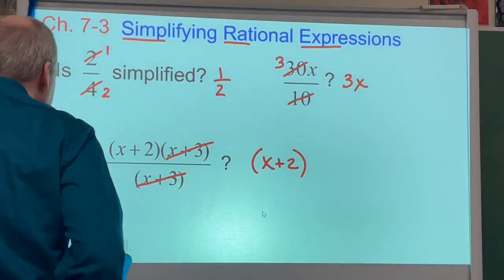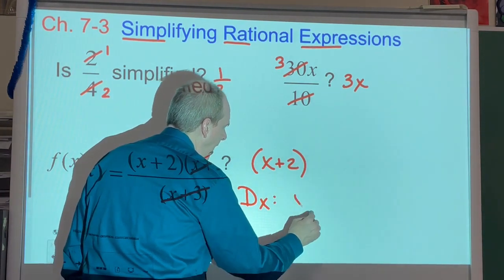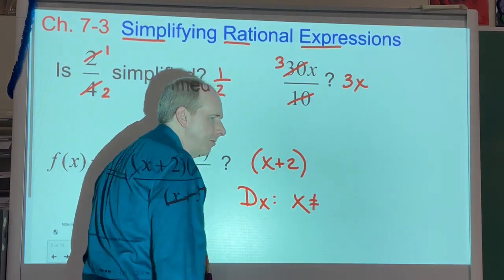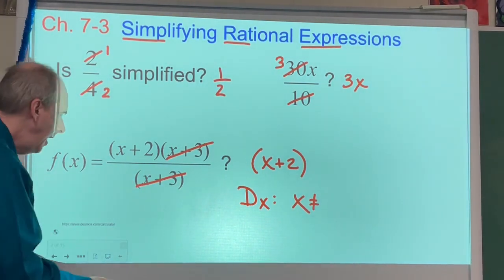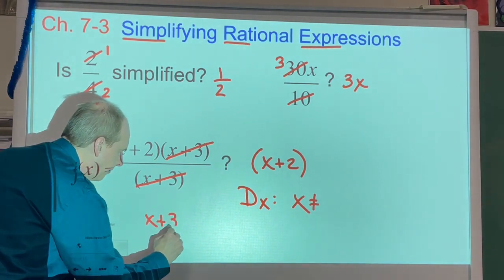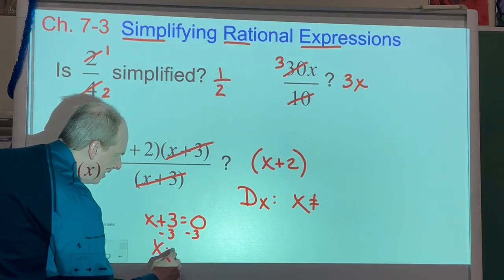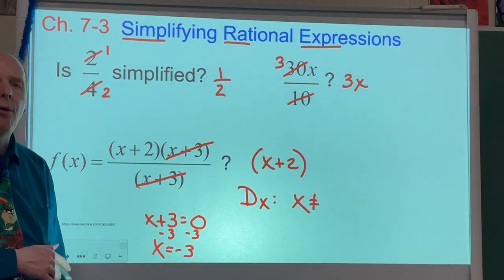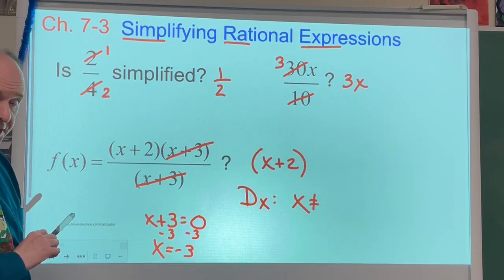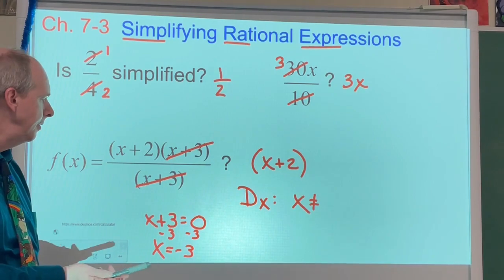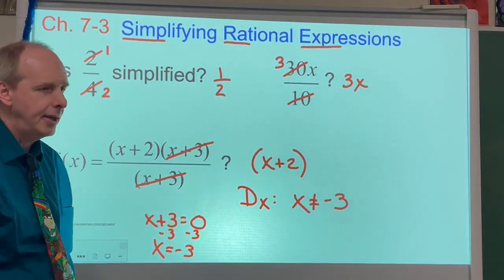So we have to account for that somehow, though. And that would be saying that my domain, x, does not equal a certain number. What would that number be? Well, let's take that thing that we canceled and let's solve it. X plus 3 equals 0. Minus 3, x equals -3 is where the hole is going to be. That's why my graph is discontinuous. There's a hole in it. So my domain, x cannot equal -3.